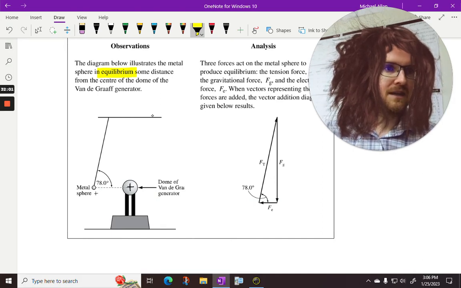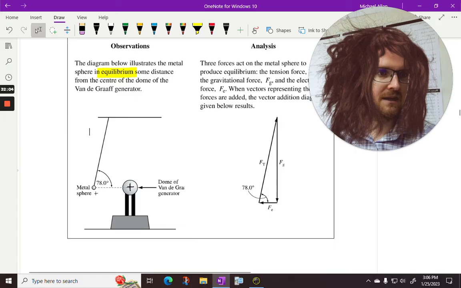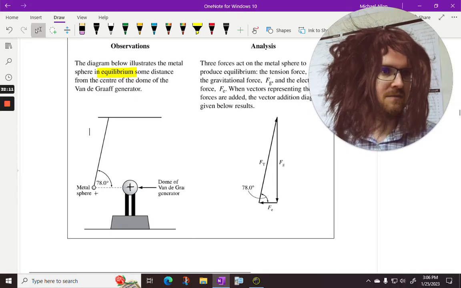Okay, and then I got a little picture here. It looks nice. They kind of completed it for you. This is an equilibrium picture, so all the x's add up to 0 and all the y's add up to 0.